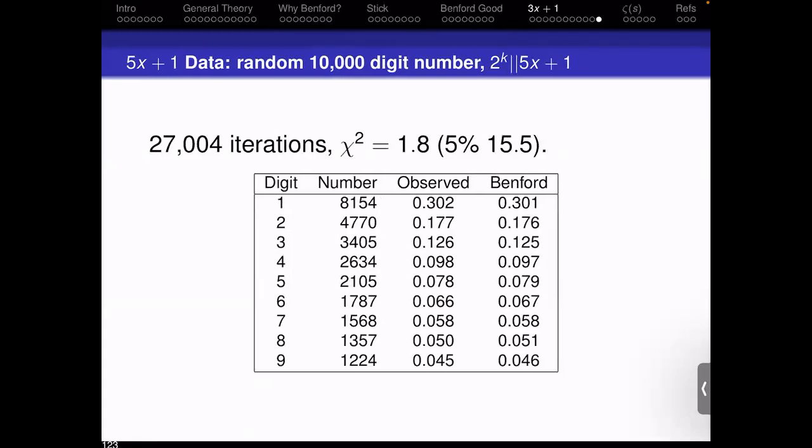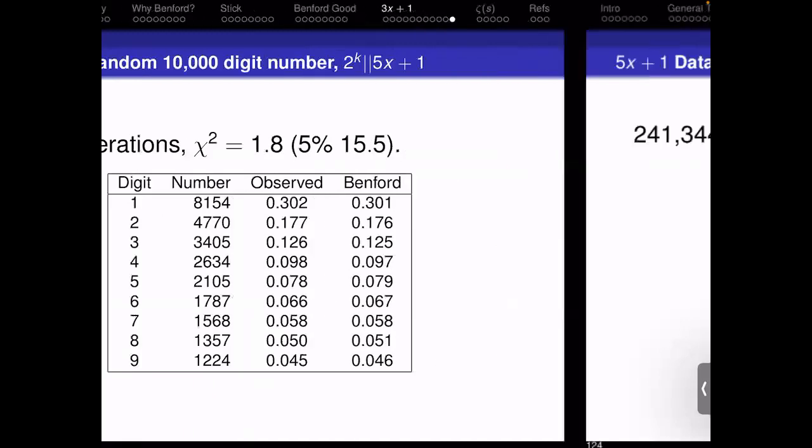The difference for 5x plus 1, we expect that typically you should explode to infinity. So instead of having the log of 3/4, which is negative, we would expect to have the log of 5/5. We would expect to have a positive drift and explode upwards. And again, absolutely beautiful fit with Benford.